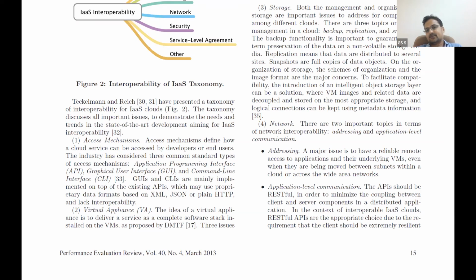This is the first thing. So if these three methods are available on one cloud, they are also available on a second cloud, and the same API can be used, then interoperability is there. At least if the same API cannot be used, if there are wrapper functions available which convert them, then also it can be done. If that is also not available, at least CLI and GUI should always be available.